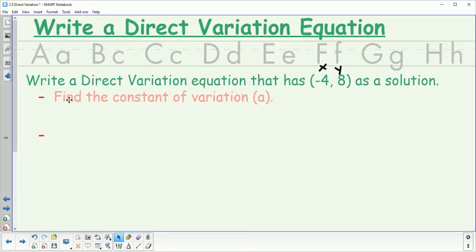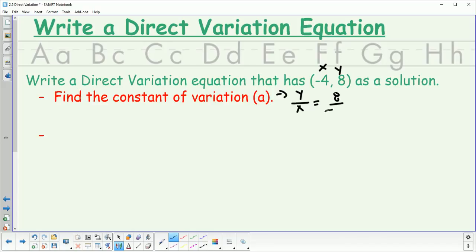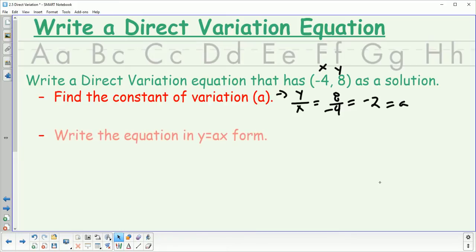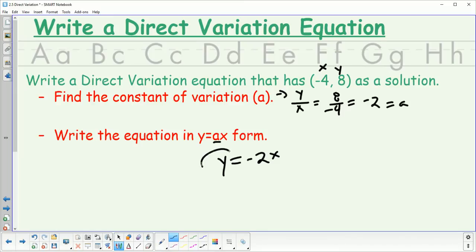The only thing we need to do is find our constant of variation, and we're always going to find that by saying y divided by x. In this case, we'd have 8 over negative 4, which means we get negative 2. So our constant of variation is negative 2. And we're just going to finish by writing our direct variation form, y equals negative 2x. So we've just substituted in for a, and now we have an equation for direct variation.